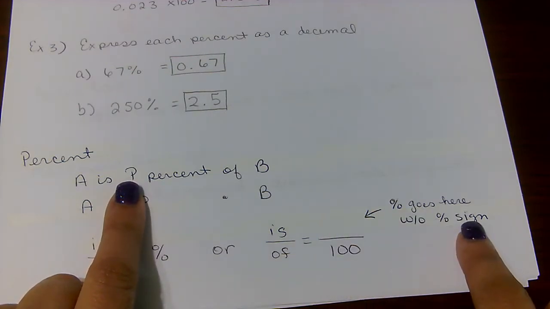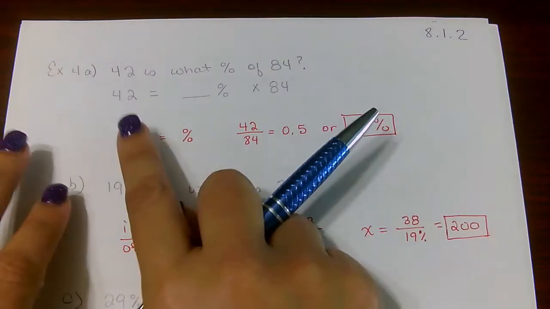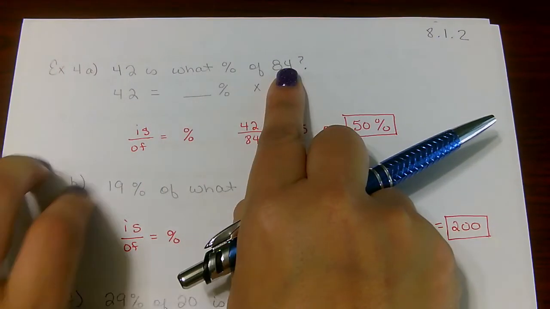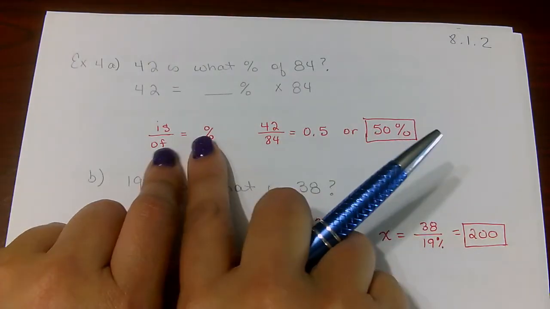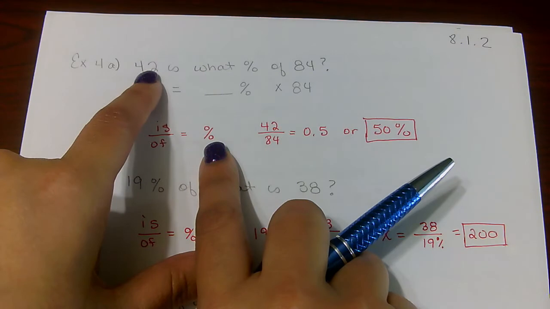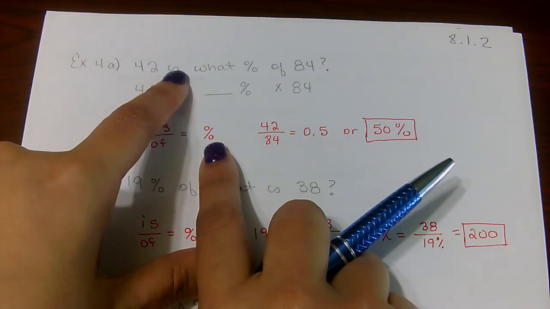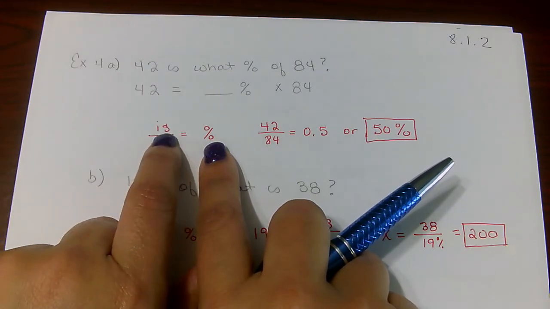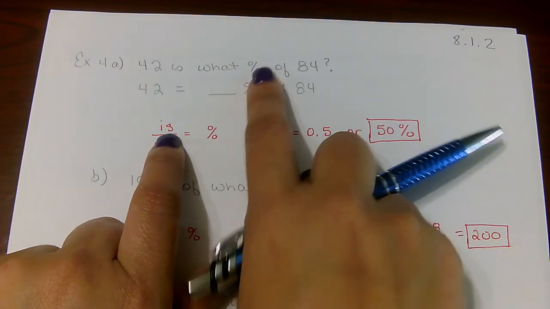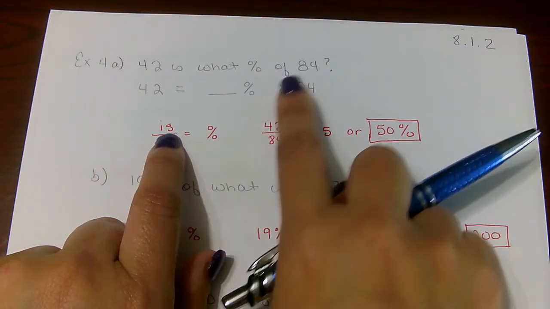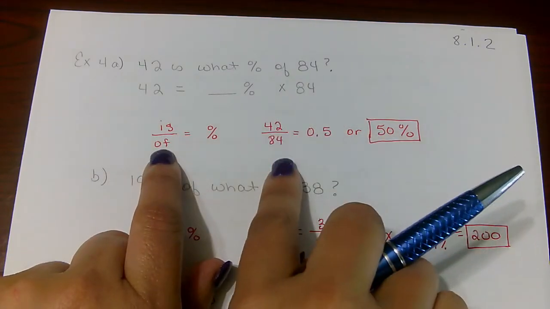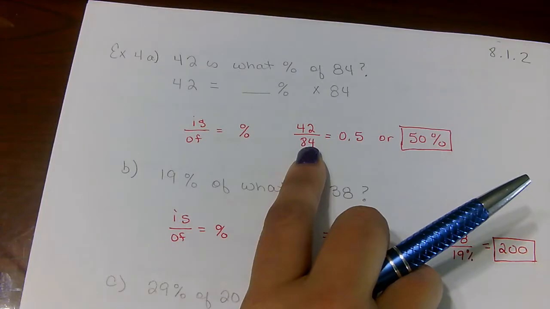Part A says, 42 is what percent of 84? So the first thing we're going to do is go ahead and set it up. Over here is 42 "is." So if I have "is" in the numerator, I'm going to have the 42 in the numerator. The percent is actually what we're looking for. "Of" 84, so "of" will go in the denominator. That's where the 84 is going to go here.